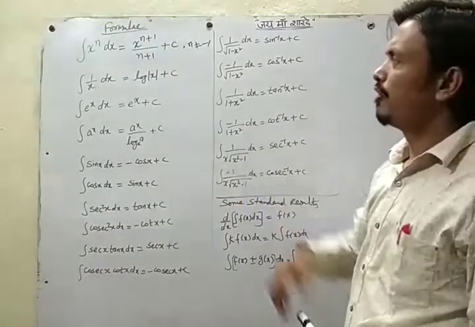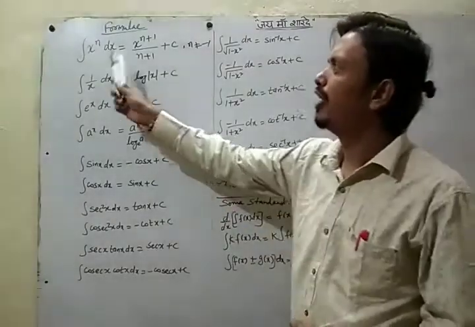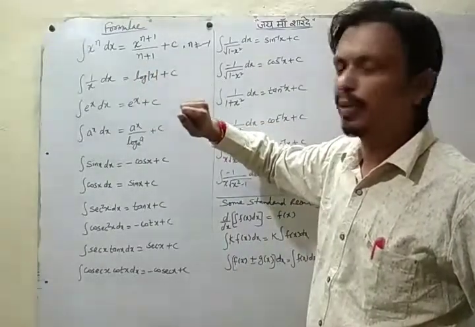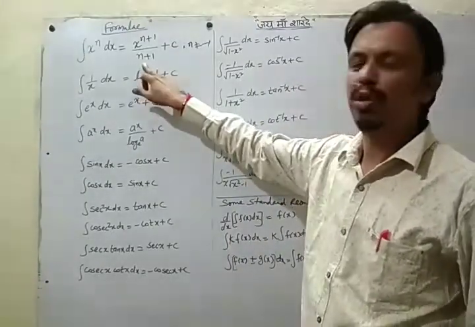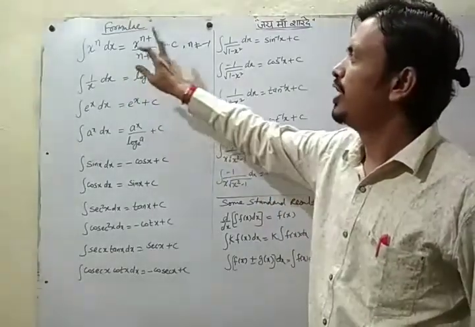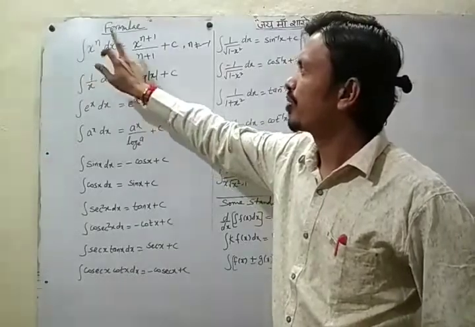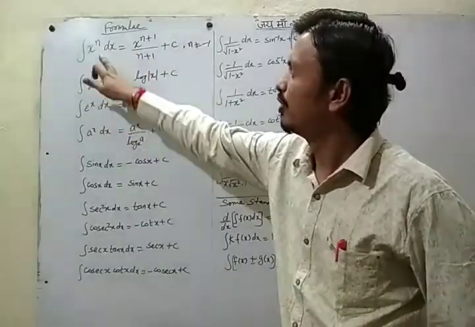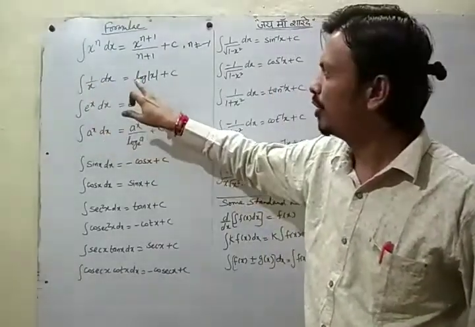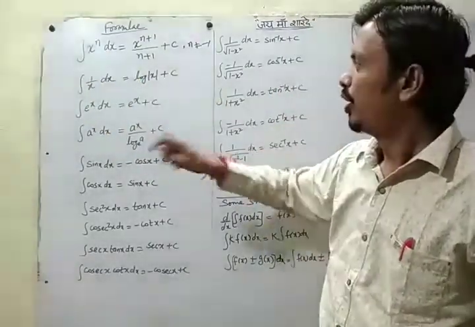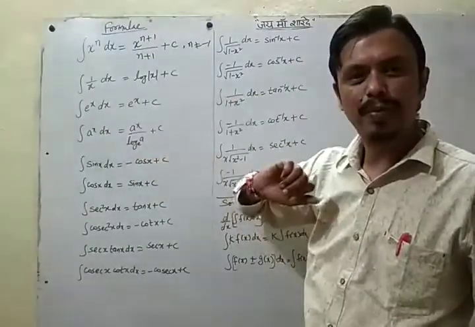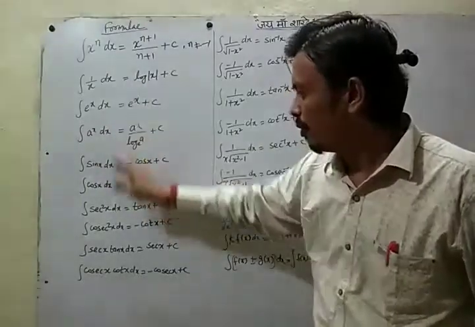Now, here we have some formulae. Integral of x to the power n is x to the power n plus 1 upon n plus 1, plus constant c. Here n cannot be minus 1, because if n is minus 1, the denominator will be 0 and it is not defined. For the case when n is minus 1, x to the power minus 1 means 1 by x, so for that we have the formula log of mod x. Integration of e to the power x is the same, e to the power x plus constant.